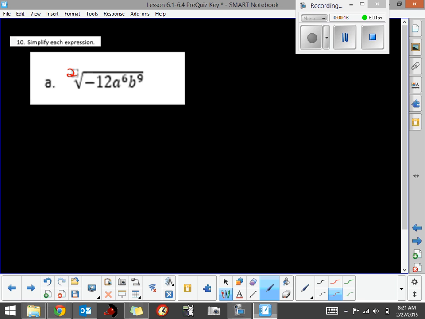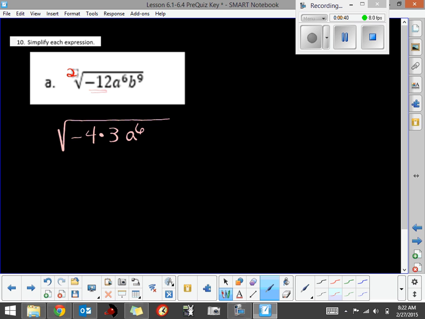When we simplify radicals, we're obligated to remove all perfect square factors. So one of the first things I'm going to do is rewrite that negative 12, and I'm going to be thinking, are there any perfect squares that divide into 12? And there are. 4 is a perfect square. It divides into 12 evenly 3 times. So I'm going to rewrite 12 as 4 times 3, and negative 4 times 3, since there's a negative there.